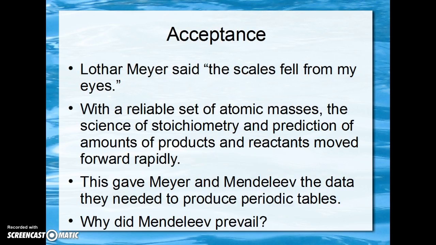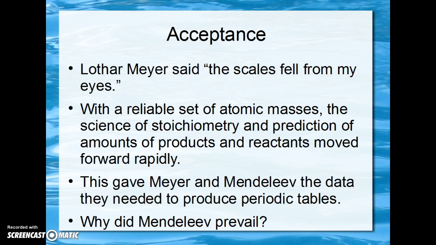Lothar Meyer said, after he read the pamphlet, that the scales fell from his eyes, and he could now predict chemical compounds. He could predict the masses of compounds that would be formed in a chemical reaction. That gave us chemical engineering. That gave us stoichiometry. And it gave Meyer and Mendeleev in Russia the data that they needed to produce their periodic tables. Both of them published periodic tables.